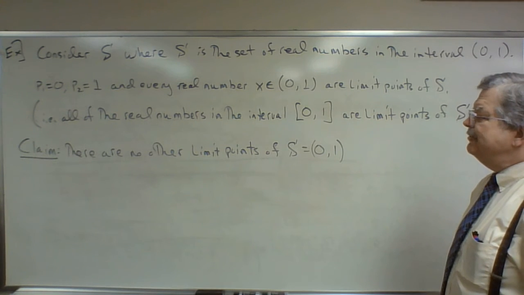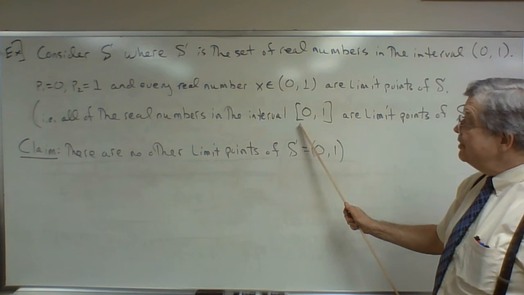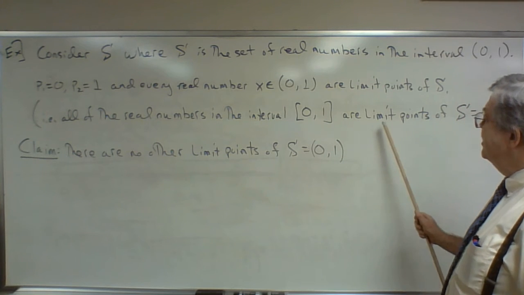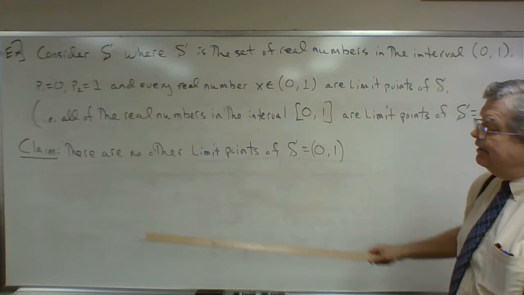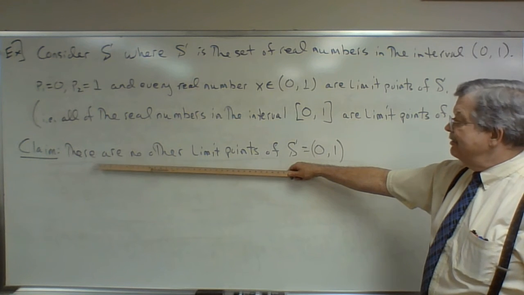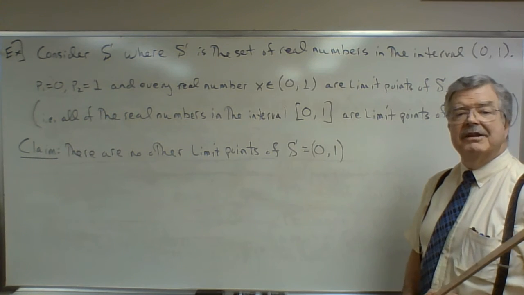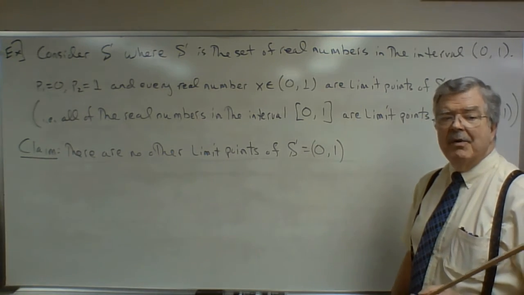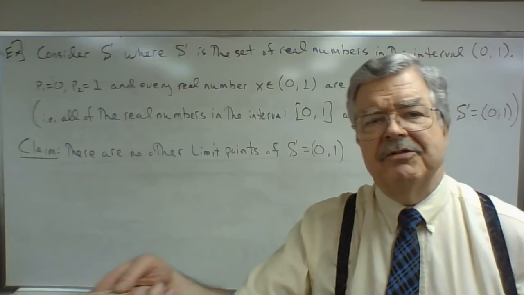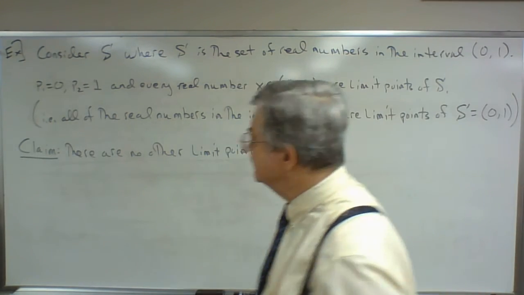So we can sort of restate this result by saying that all of the real numbers in the closed interval from 0 to 1 are limit points of S, where S is the open interval from 0 to 1. And I'm making a claim. There are no other limit points of S. In other words, all of the limit points of S that exist are limit points that we have already accounted for. There are no others. And here's how we'll show that there can't be any other limit points of S.